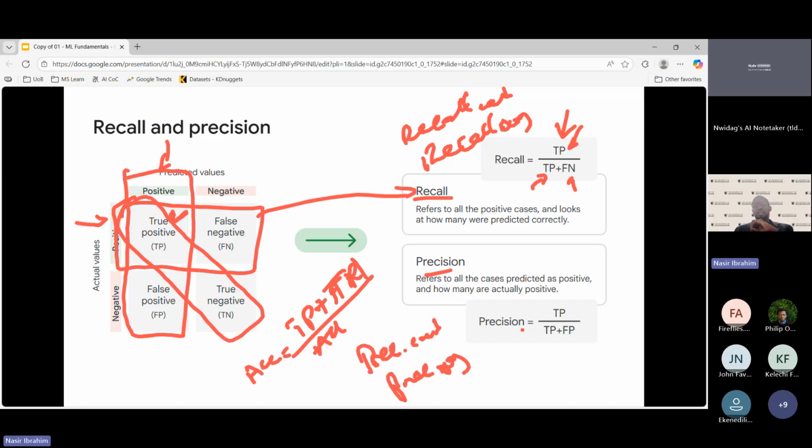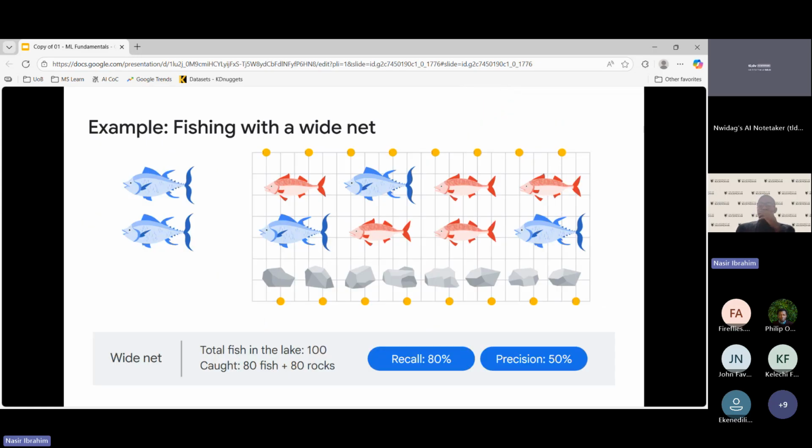Now, one of the reasons that recall and precision are preferred over accuracy is that you might have a data set that is highly skewed, a highly imbalanced data set. So let's say, for example, you have 100 samples, but 90 of them are cats and only 10 are dogs. If your model predicts everything to be a cat, then your model will be 90% accurate. But none of the dogs were predicted correctly.